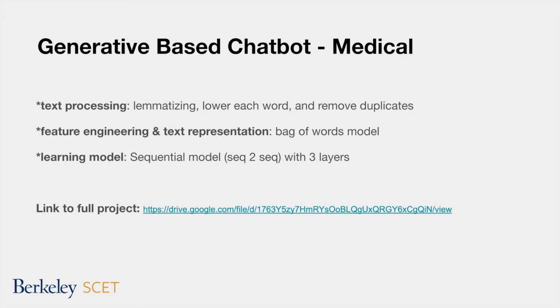And moving on to the processing part, in this specific example, they use lemmatizing. They lowered each word and removed duplicates. For feature engineering text representation, they used a bag of words model. And for the learning model, they used a sequential model with 3 layers. You can look more deeply into the code with the link.